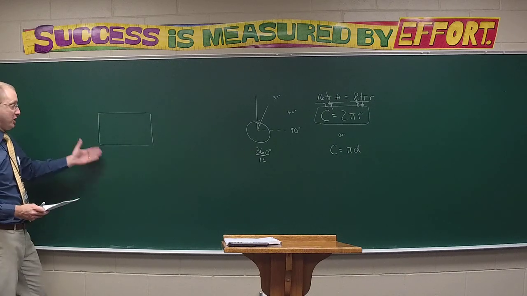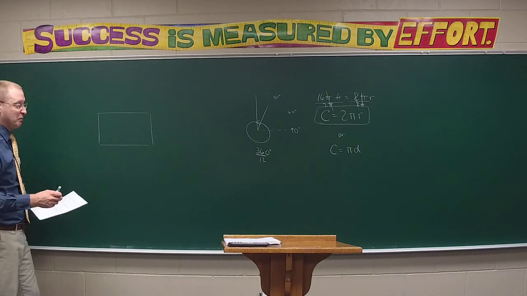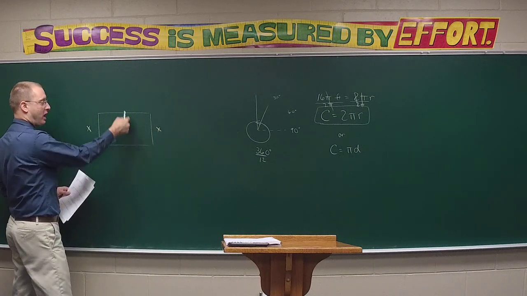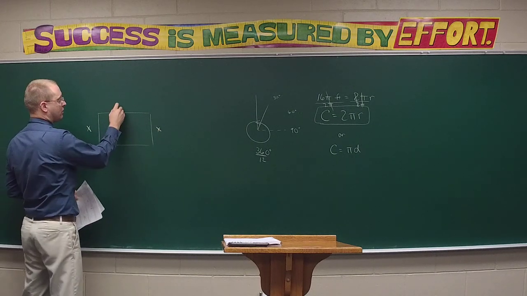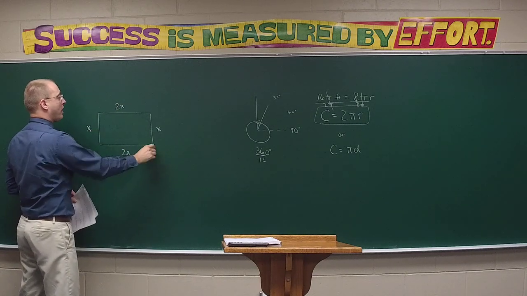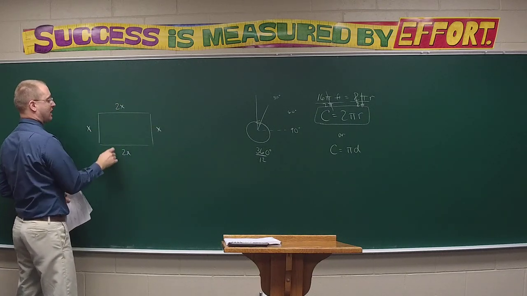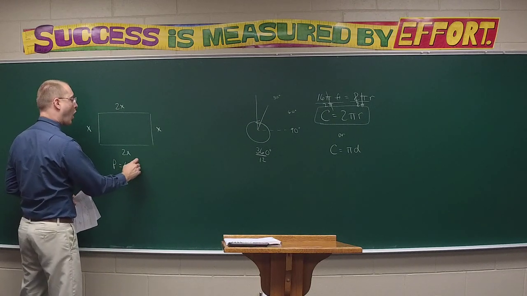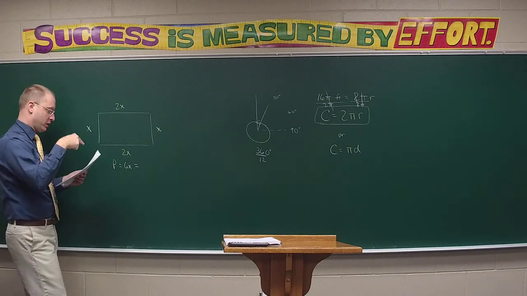I don't know the width of the rectangle, so maybe we just call it x. But I know it's twice as long as it is wide, so I could call the length 2x. So therefore, I know that all the way around, x, 2x, x, 2x, class, total perimeter here is 6x. But I also know the perimeter is 30 centimeters.